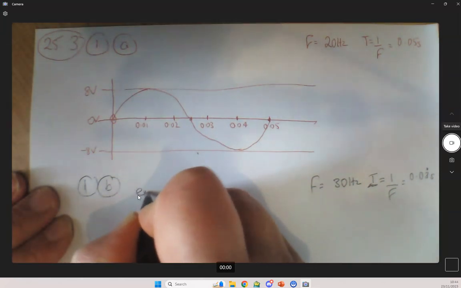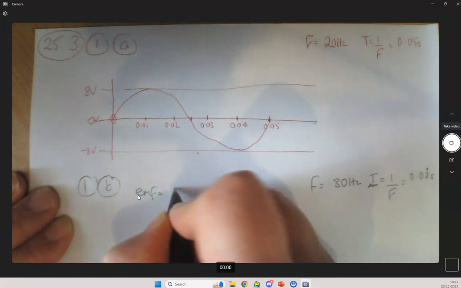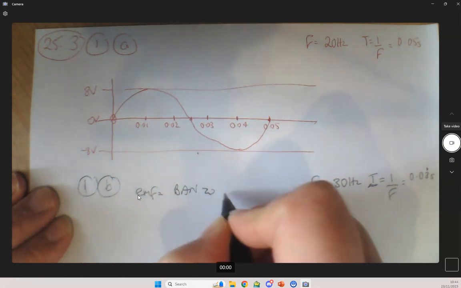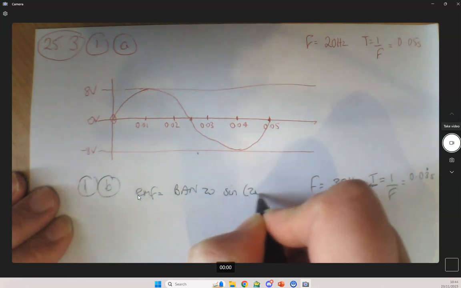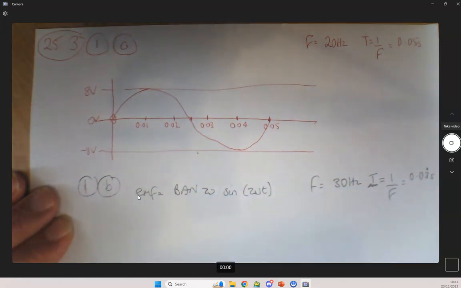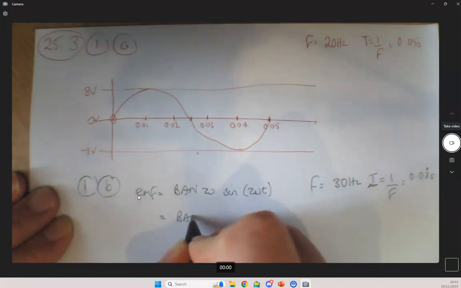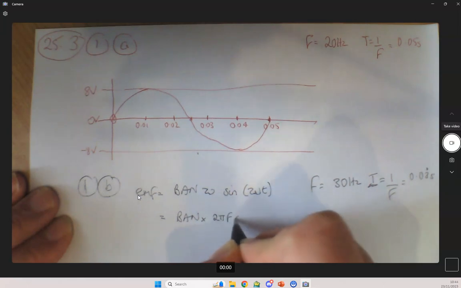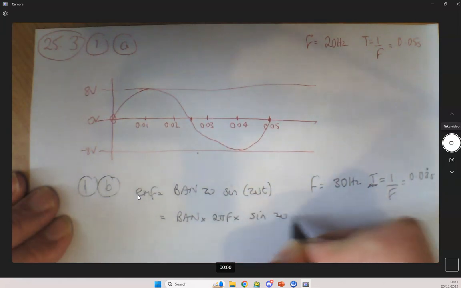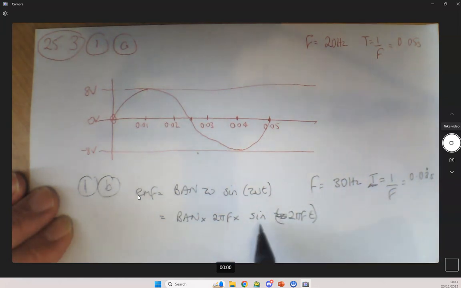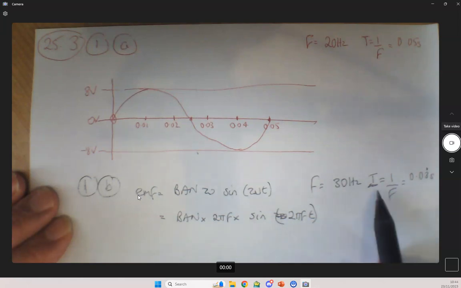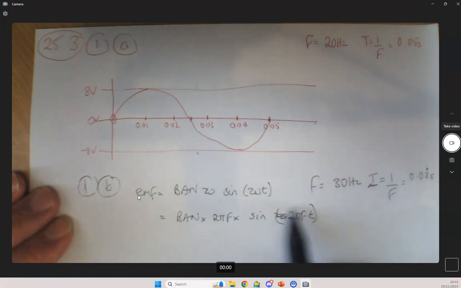So we know our induced EMF is equal to V_0 sine omega t. And we know that omega is actually 2 pi f. So we can actually write V_0 times sine of 2 pi f t. Now, we've already taken care of this change to spinning faster just by looking at it in terms of how the timeline changes. So I'm not going to worry about that. What I'm worried about now is the peak.